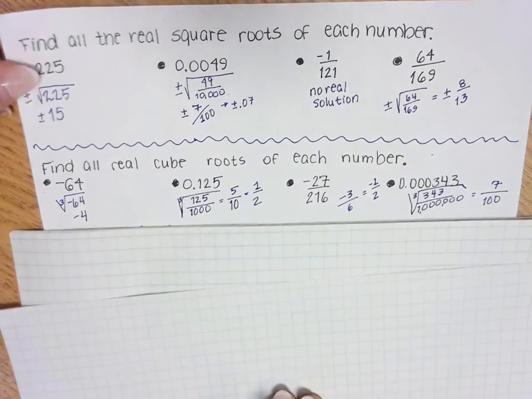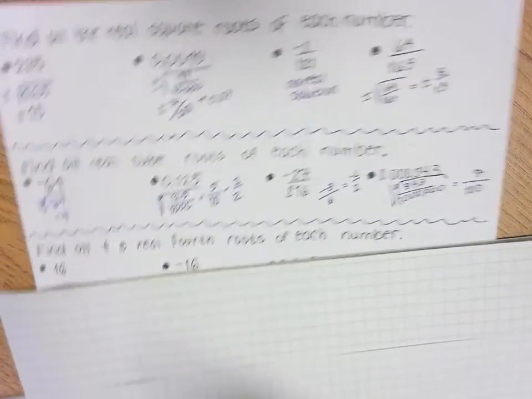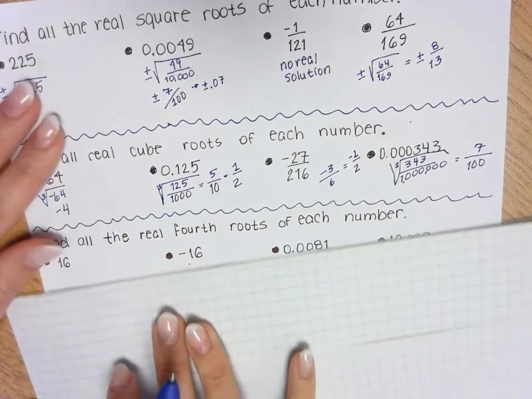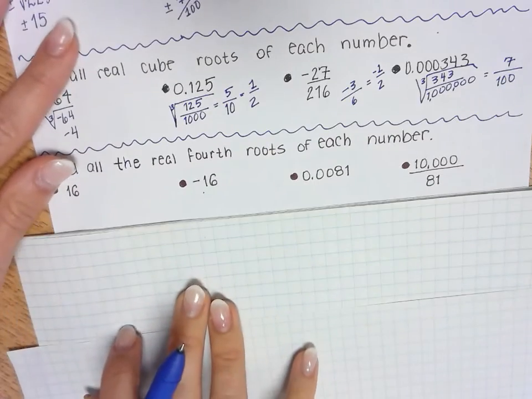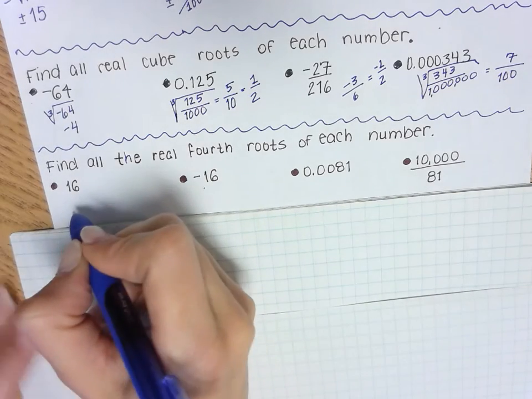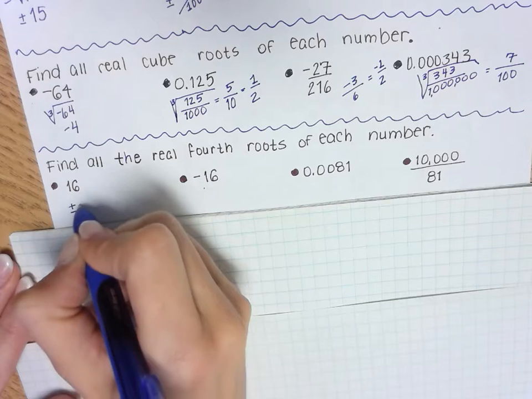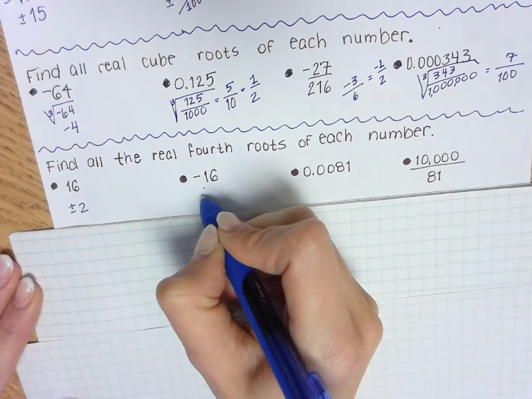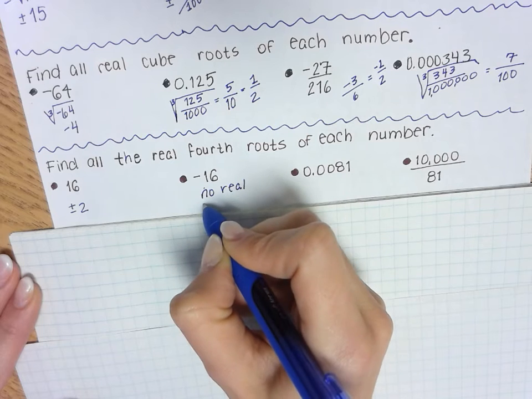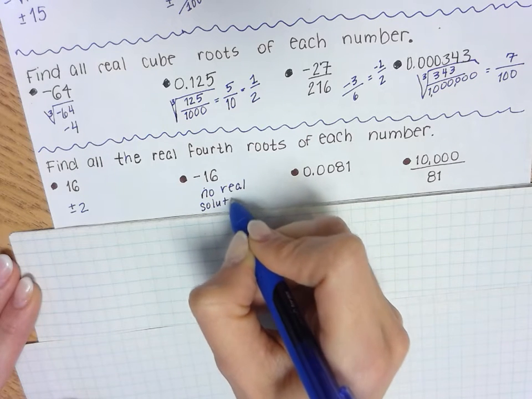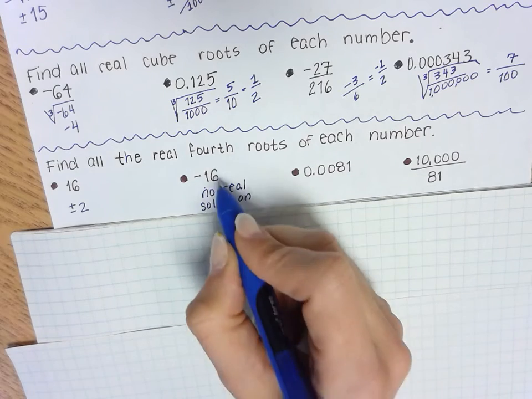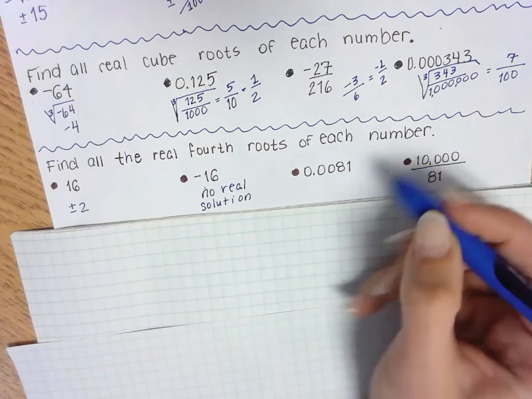Next, we have fourth roots. Find all the real fourth roots of each number. So this should be a little quicker. We have the hang of it. Fourth roots, all of them, again, is plus minus for any even root. So plus minus 2 right there. This one, no real solution. It's negative. Again, no number times itself an even number of times can give you a negative answer. So even roots of negatives are no real solution.